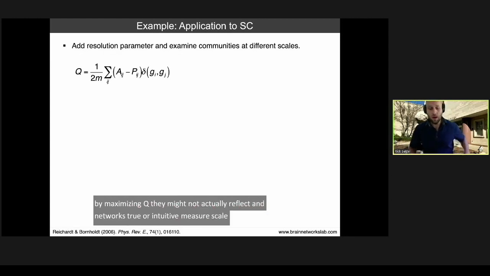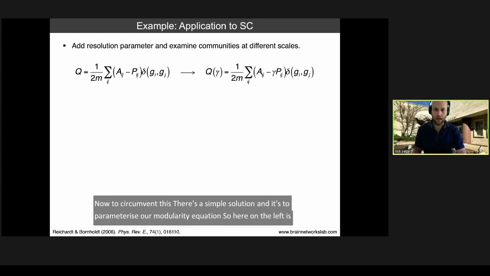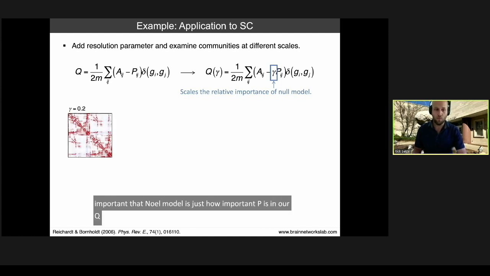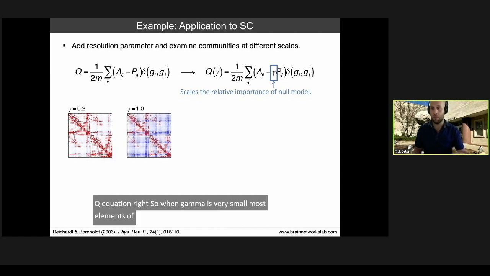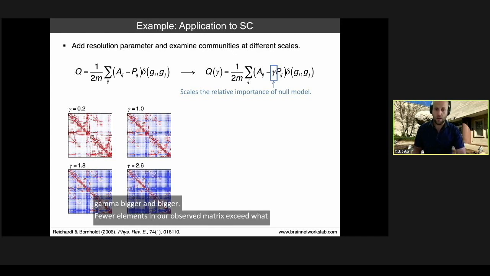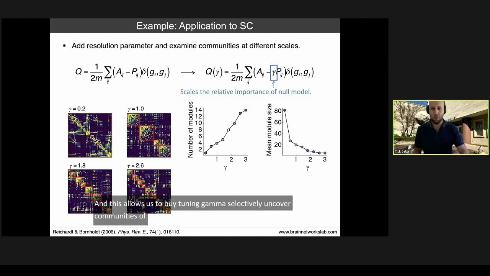So that's a problem. Now, to circumvent this, there's a simple solution, and it's to parameterize our modularity equation. So here on the left is modularity, and on the right, you'll notice I've added a gamma function. This is our structural resolution parameter. And effectively what gamma does is it scales just how important that null model is, just how important P is in our Q equation, right? So when gamma is very small, most elements of A are bigger than expected. But as we make gamma bigger and bigger, fewer elements in our observed matrix exceed what we would expect. And this allows us, by tuning gamma, to selectively uncover communities of different size and number. So as we make gamma bigger, the number of modules that we detect increases, and their size decreases.